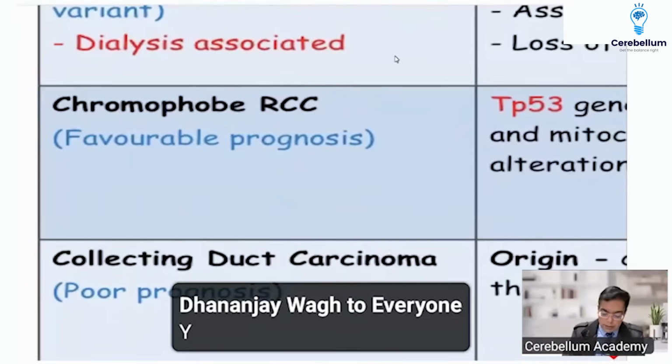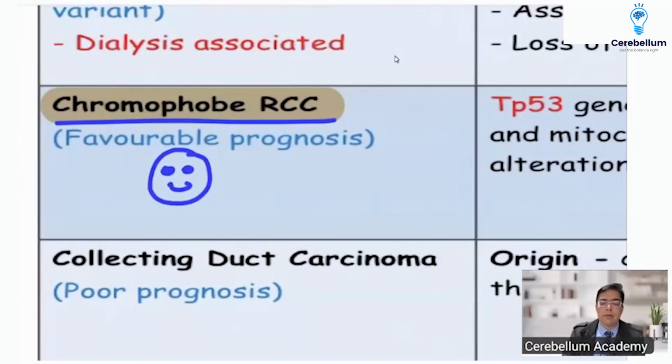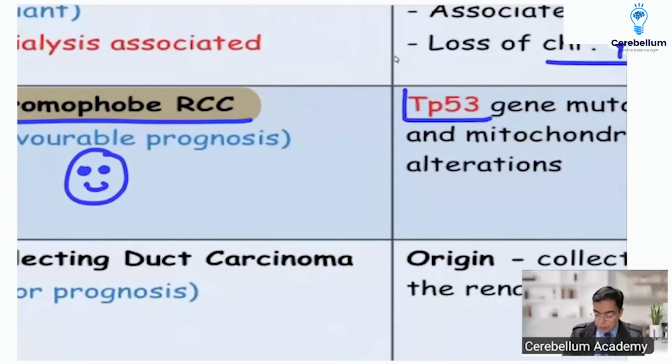The third one that is asked in the exam is going to be given the name of chromophobe cancer. Chromophobe cancer is an example of the type of kidney cancer which is going to be having the best prognosis. This is the one which is going to be associated with P53 gene mutation.